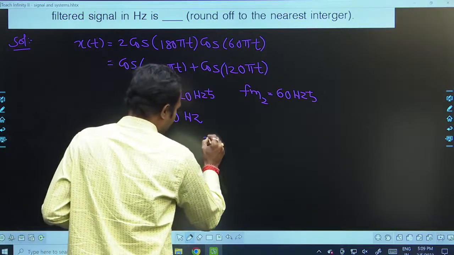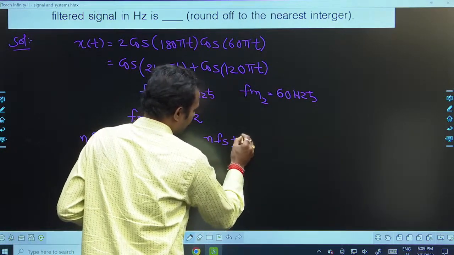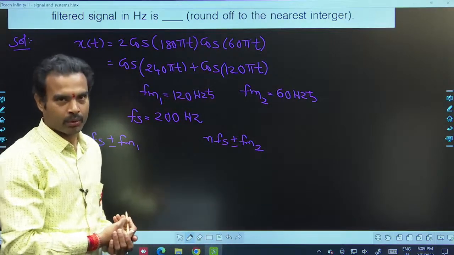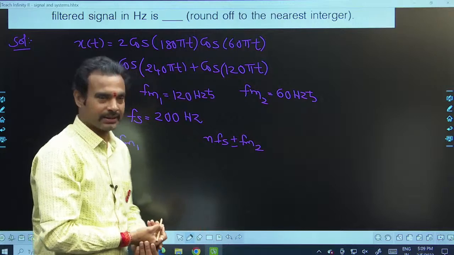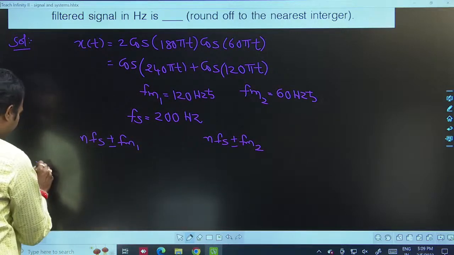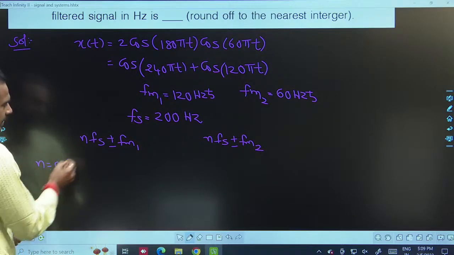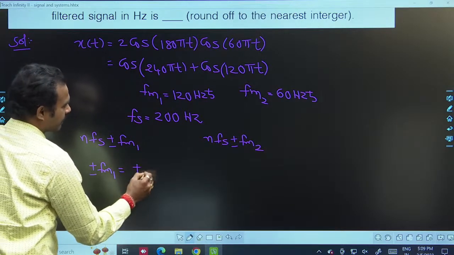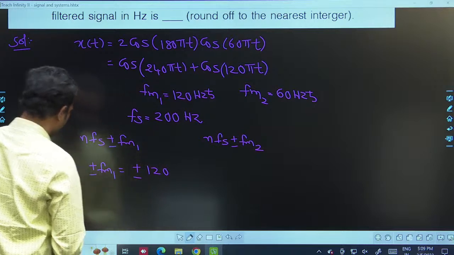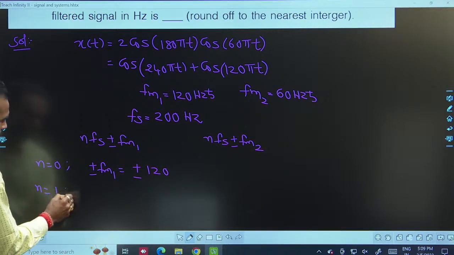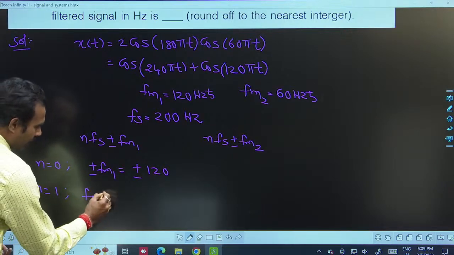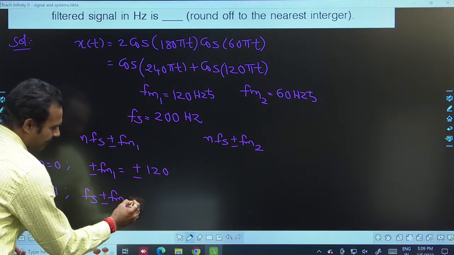So here also I am writing that is NFs plus or minus FM2, because the input consists of two frequencies, one at 120 hertz, other at 60 hertz. Now we can write that at n is equal to 0, this becomes plus or minus FM1, that means plus or minus 120 is the frequency, and at n is equal to 1, we can have a set of frequencies that is equal to Fs plus or minus FM1.